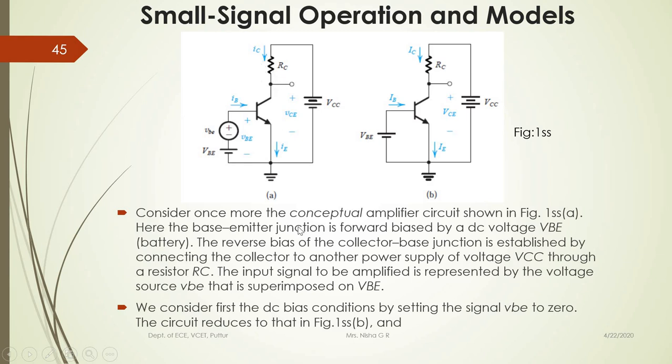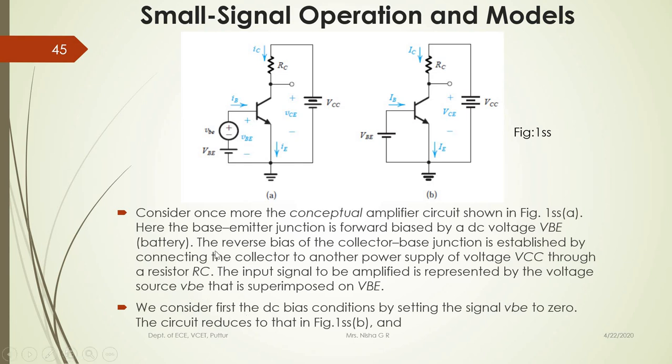Next, the input signal to be amplified is represented by the voltage source vbe that is superimposed on VBE. That means the voltage we get at the base-emitter is due to the small AC signal as well as the DC signal. So I can say this is VBE plus vbe. Capital letter VBE is the DC component, small letter vbe is the AC component, and this is the voltage that is required for the transistor to work.